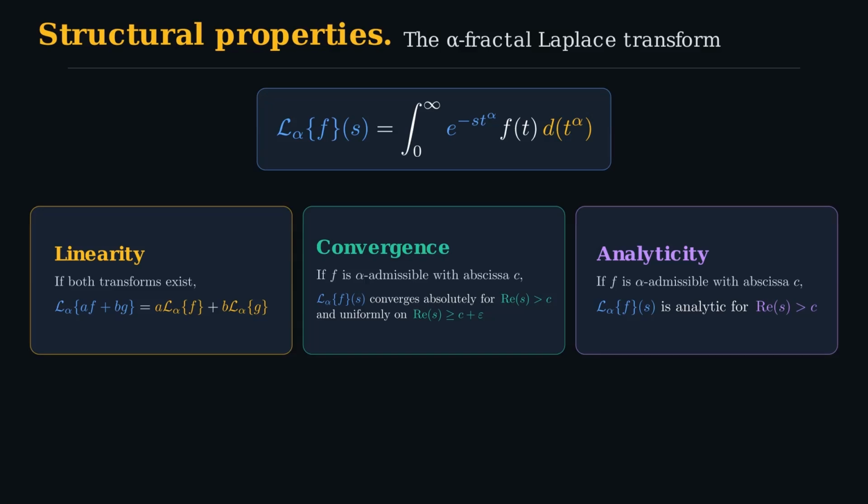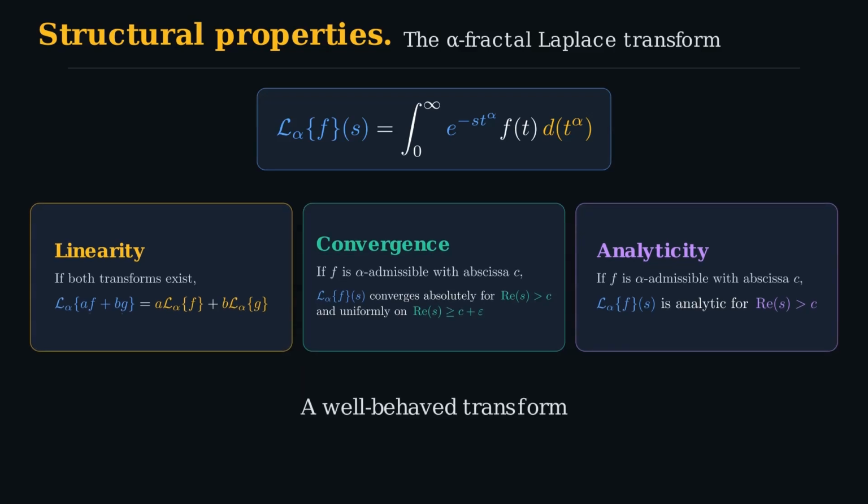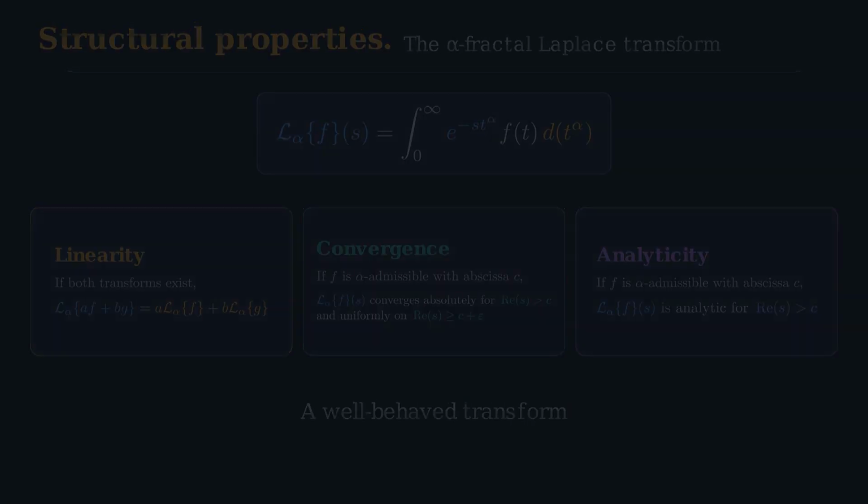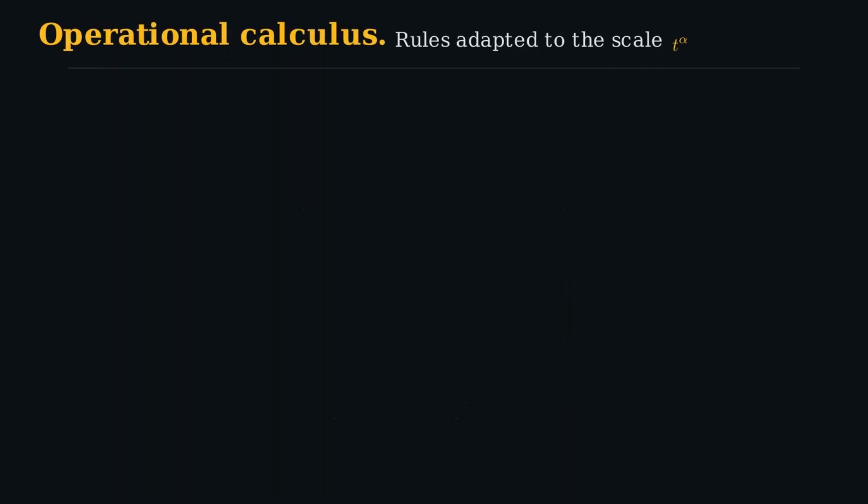These properties are important because they show that the construction is not only formal, it is a well-behaved transform with the same basic analytic structure as the classical Laplace transform. The transform also has other operational rules. These play the same role as in the classical Laplace transform.